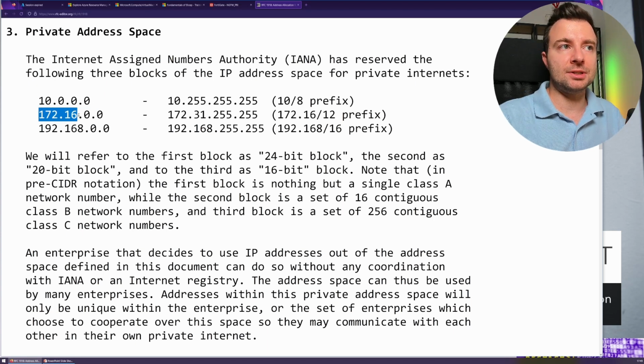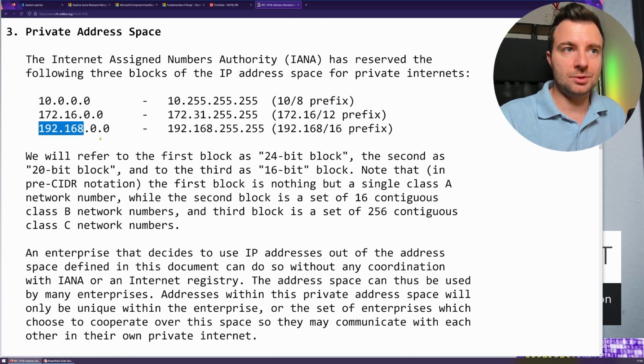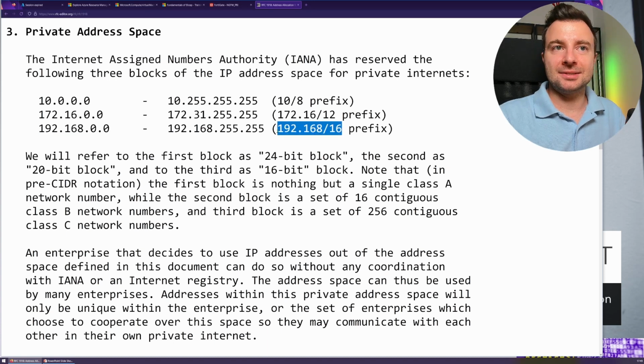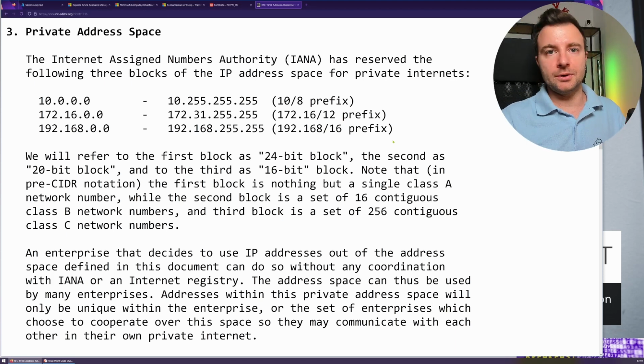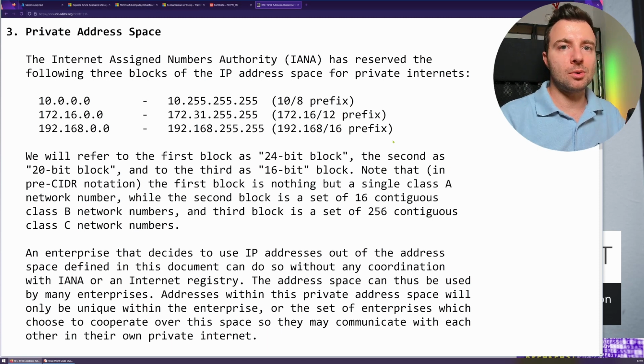We have 172.16/12 and 192.168, probably the most common one that you surely recognize from your home network, which is a /16 prefix. Now, these addresses are private, as in they're not routable over the internet, which also means that you're free to use them however you want inside of your own backyard. Sorry, your own network, your own private network.